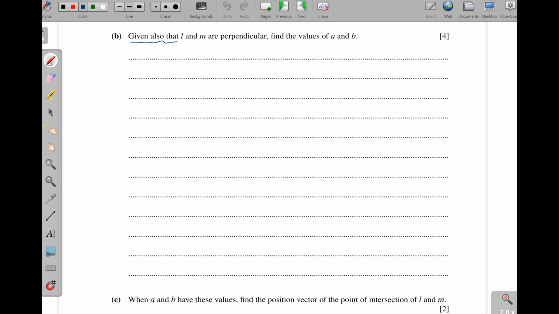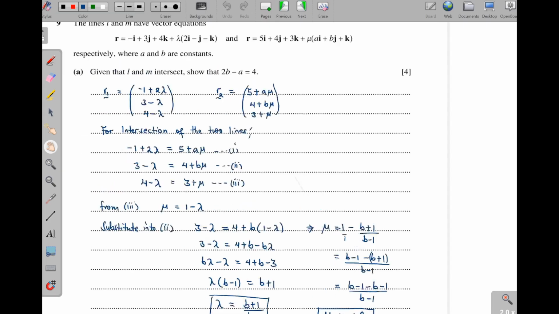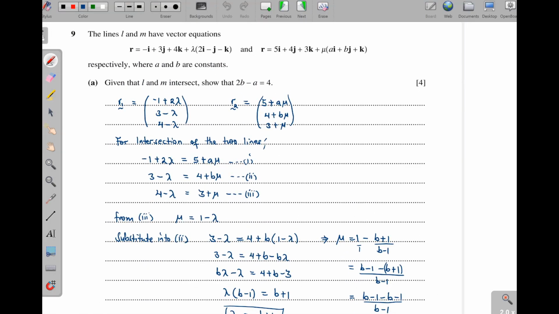Part B, given also that L and M are perpendicular, find the values of a and b. If these two lines are perpendicular, that means their directional vectors are the ones that are perpendicular. So we get the dot product or the scalar product of their directional vectors, and then this one has to be equal to 0. So when we check back here, the scalar product of L is this one here.